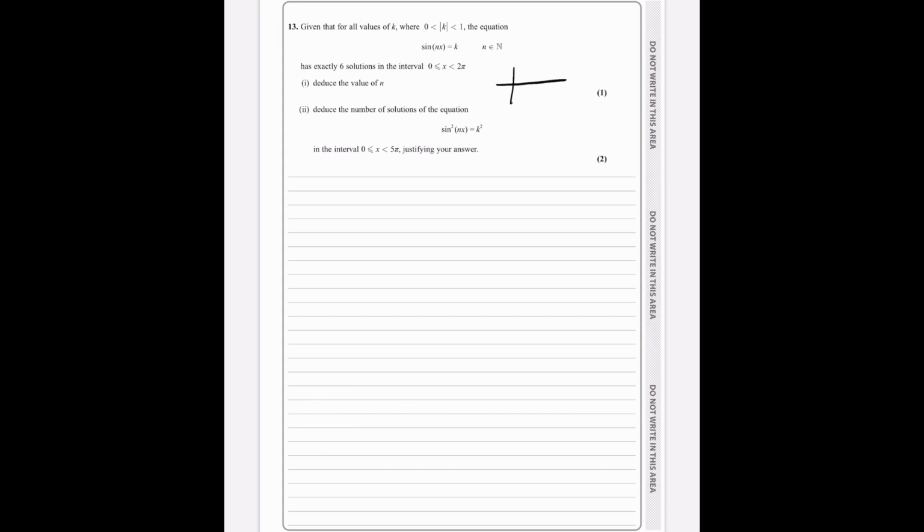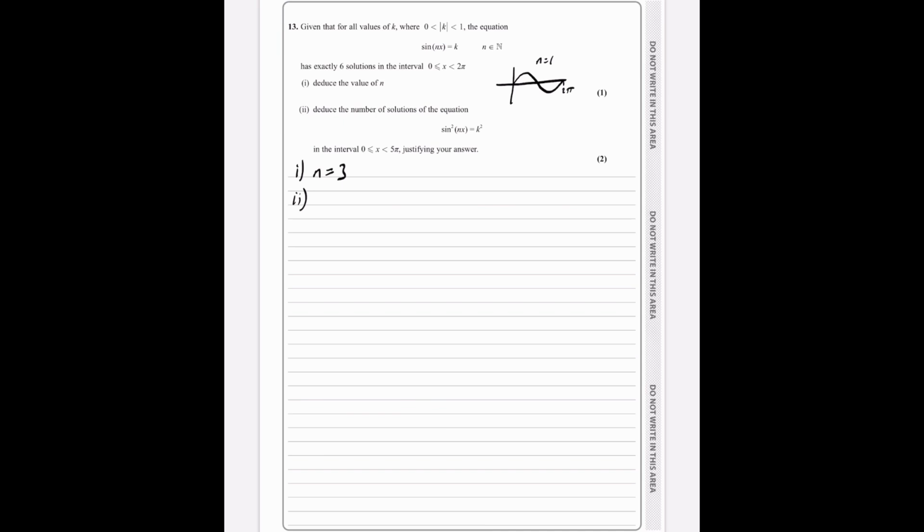Question number 13 is kind of a thinking question. For part 1, well, we know that sine x is periodic between 0 and 2 pi. So if we have 6 solutions, then we must have stretched it by a scale factor of a third, so n's got to be 3 to get all 6 solutions.